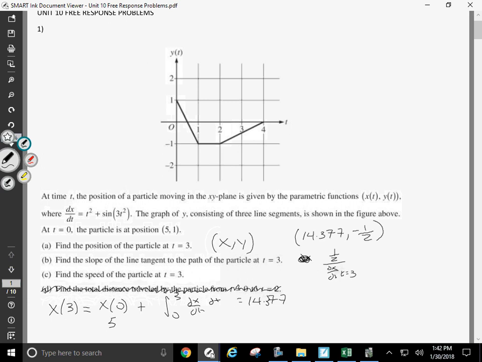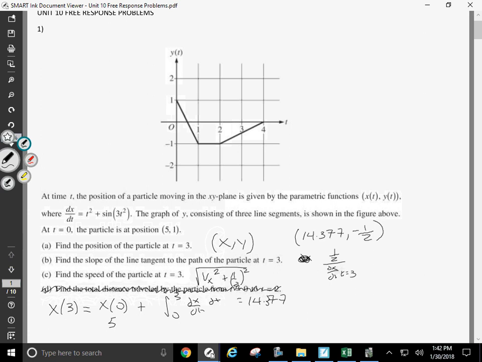Finally, the speed, just like we talked about, would be the square root of your v sub x at 3 squared plus your v sub y, which is 1/2, squared. This is the kind of stuff that we're doing, okay?